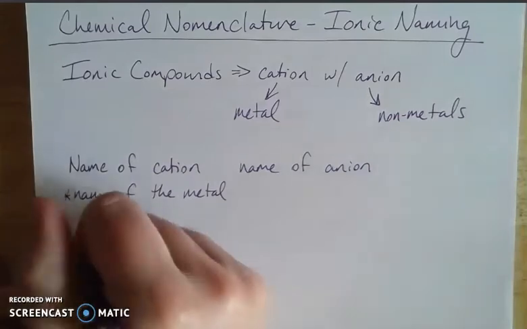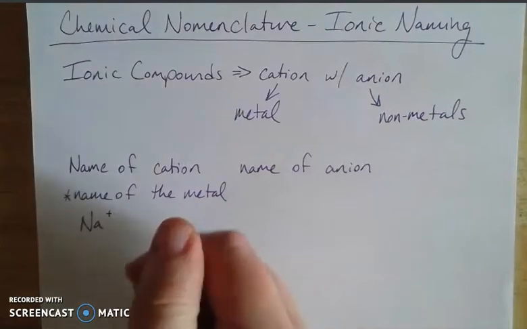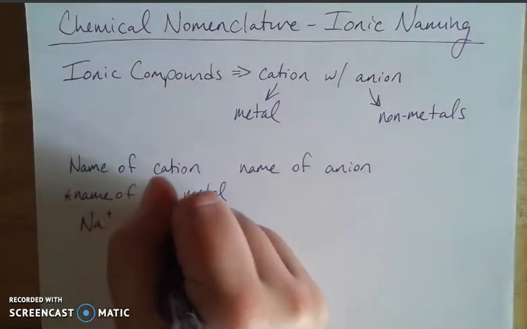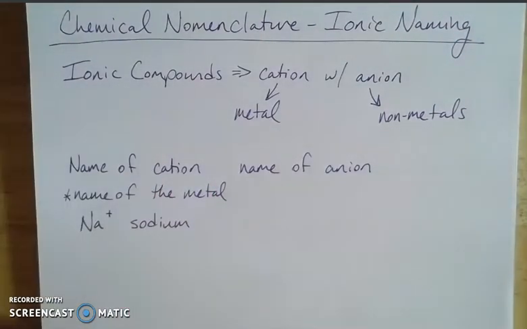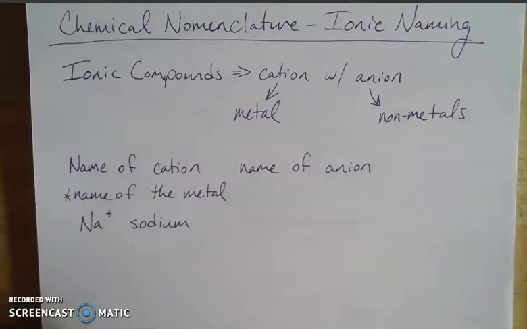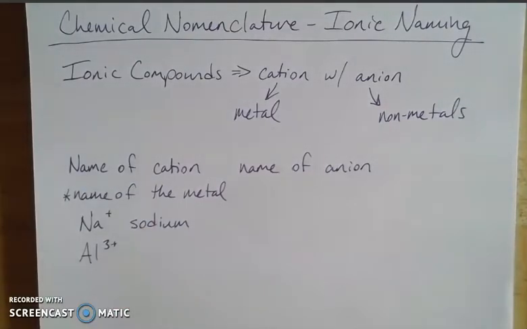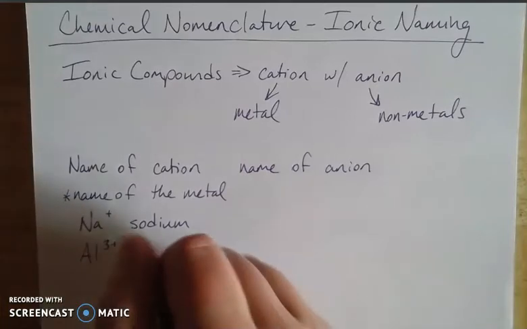So if I have the sodium ion, for example, sodium is in column 1. It's an alkali metal, so it has a +1 charge when it loses that 1 valence electron. So the name of that cation is sodium. The tricky part is I guess you have to know your chemical symbols, but you already do. If we have something like this, Al3+, then it's just the name of the metal. This is aluminum.